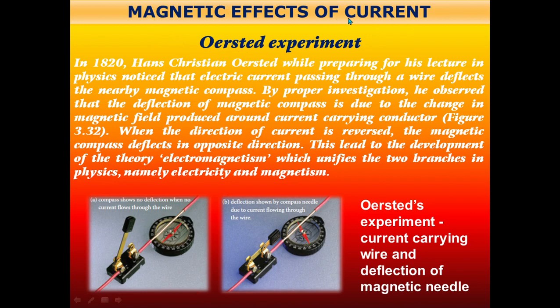Magnetic effects of current, from your third lesson, 12th standard physics subject. Oersted experiment, in 1820. Hans Christian Oersted, while preparing for his lecture in physics, noticed that electric current passing through a wire deflects the nearby magnetic compass. This is a very, very important point for the Oersted experiment. Electric current passing through a wire deflects the nearby magnetic compass.